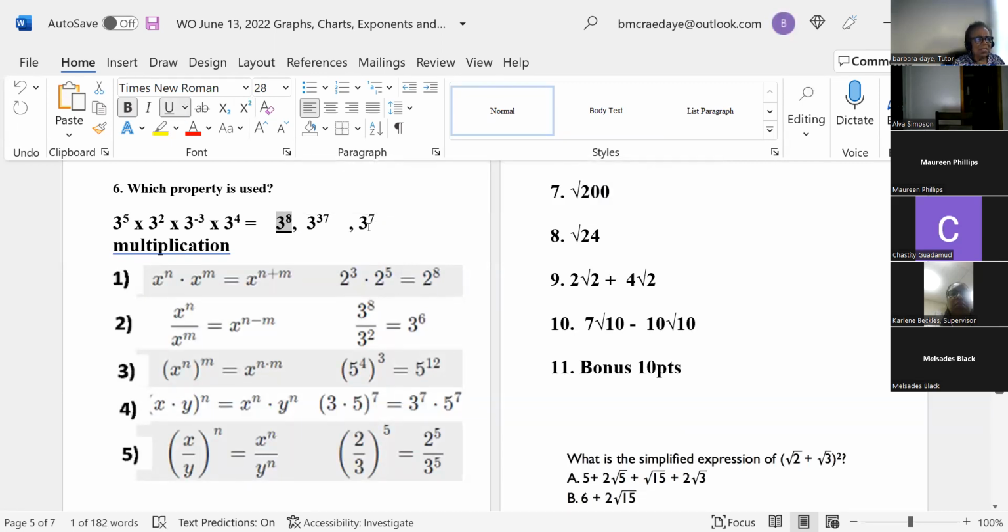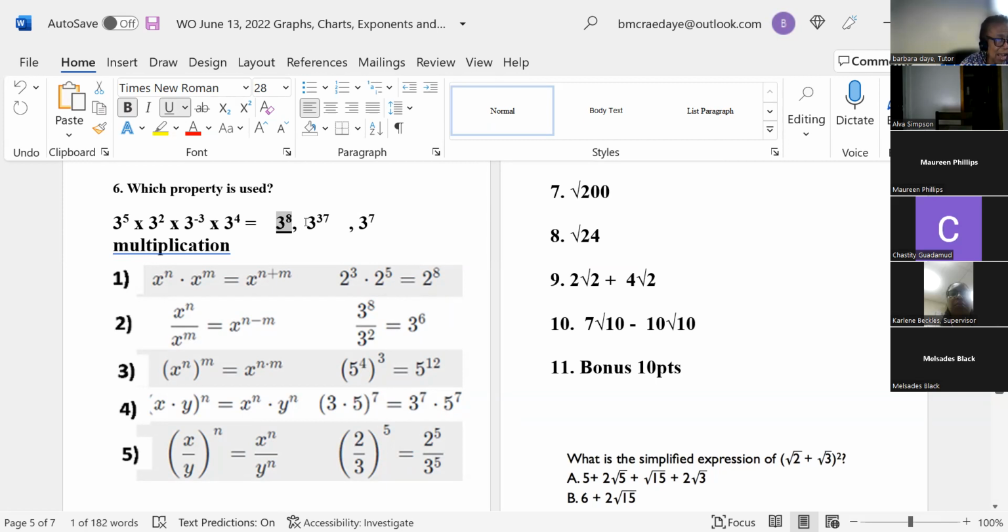Mercedes, how did you get 3 to the 37? Okay, I said 5 times 2 is 10 and 10 times 4 is 40. Wait. You said what? You're adding. You're not multiplying the powers. You're adding the powers, Mercedes. Okay, that's what I meant. How do we get 3 to the 7 power? That's not the answer, right? The answer is what you said, Chastity, 3 to the 8.